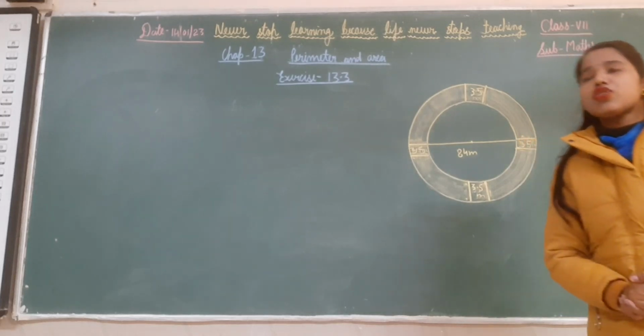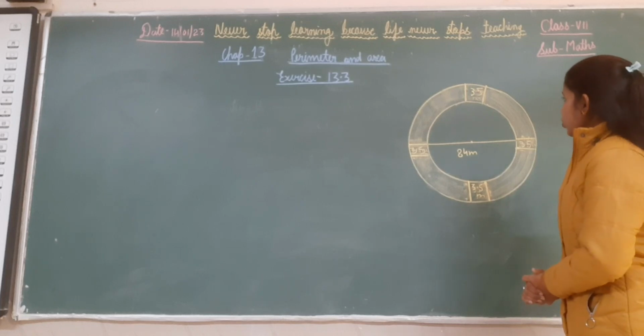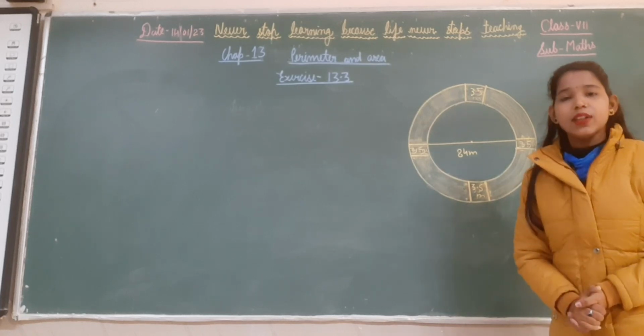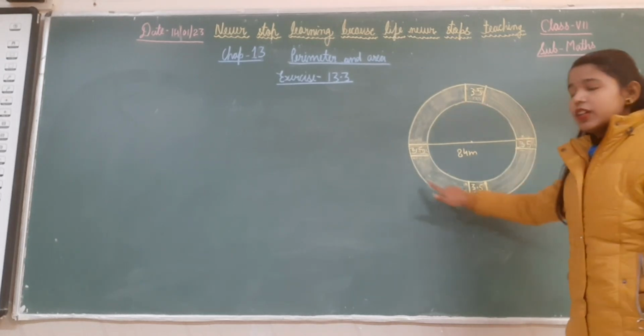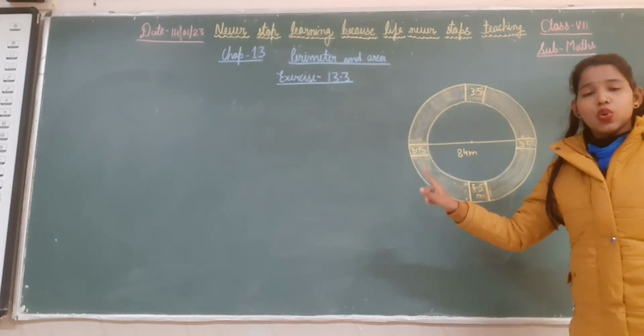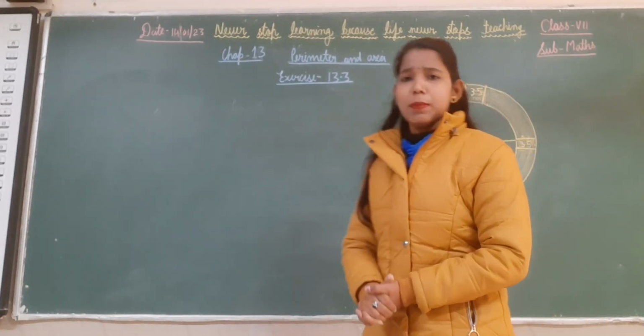So class, for the cost of constructing the road, firstly we need to find the area of the road, right? And what is the road? This shaded part is the road. So we need to find the area of this shaded part. So how to find this shaded part area?